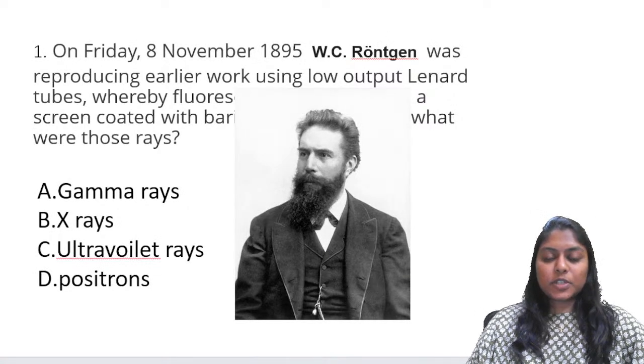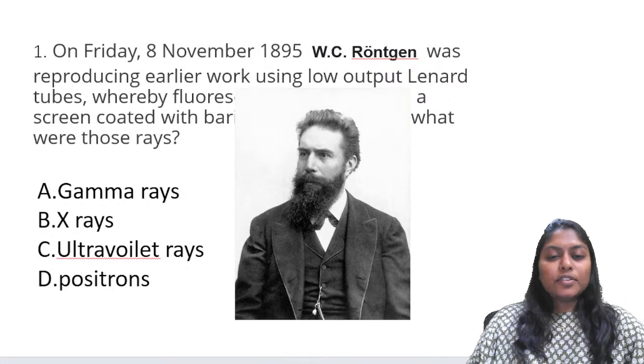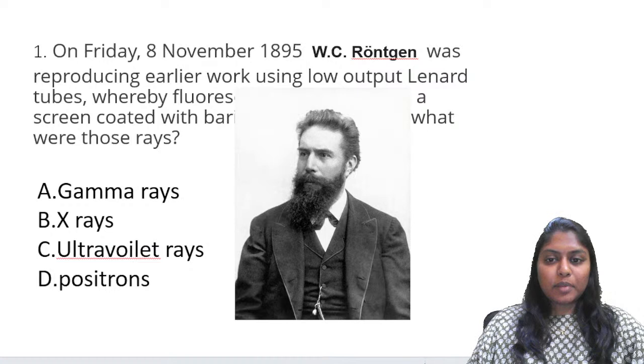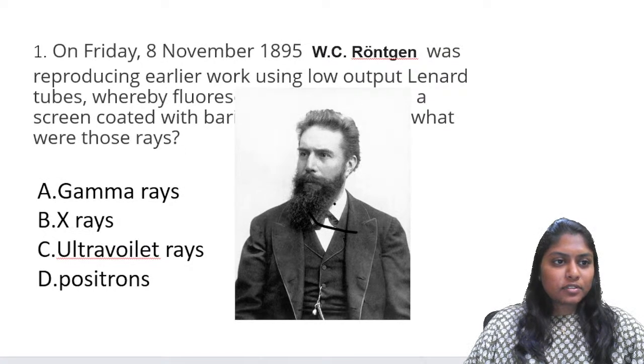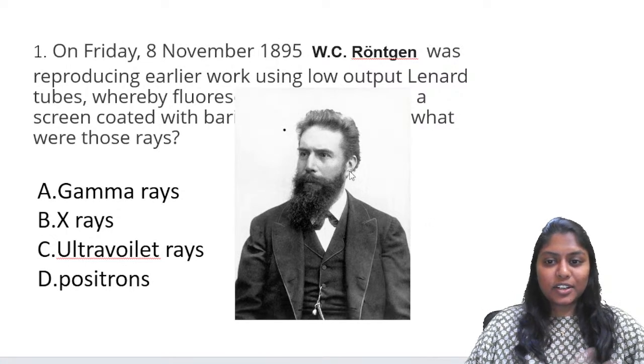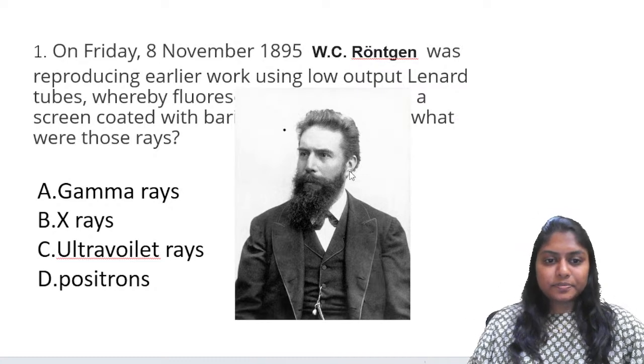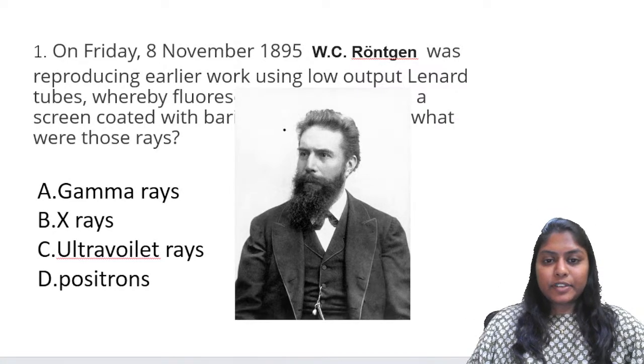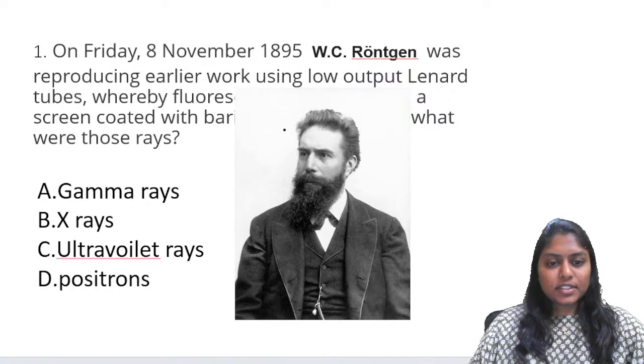The first question is the easiest one. On Friday, 8th November 1895, W.C. Roentgen was reproducing earlier work using low output Lenard tubes, where fluorescent rays were seen on the screen coated with barium platinocyanide. What were those rays? Obviously, the answer is X-rays.